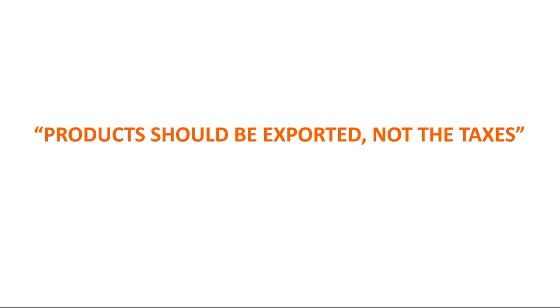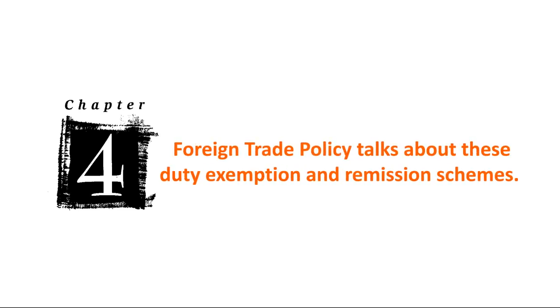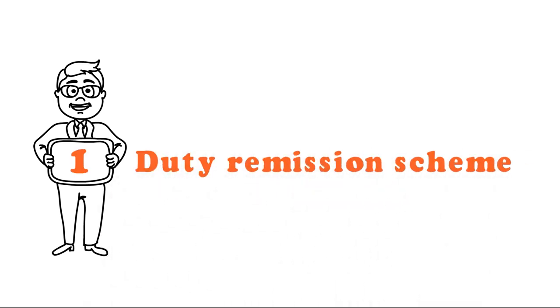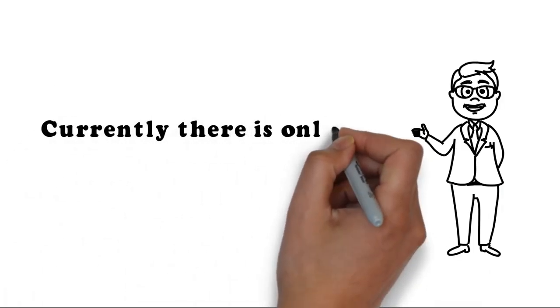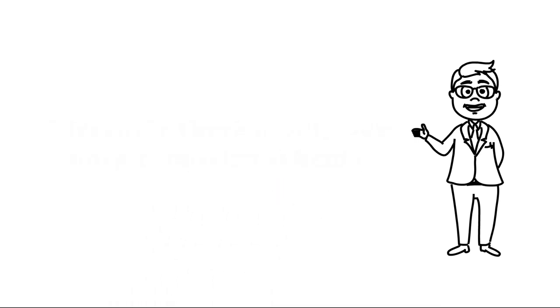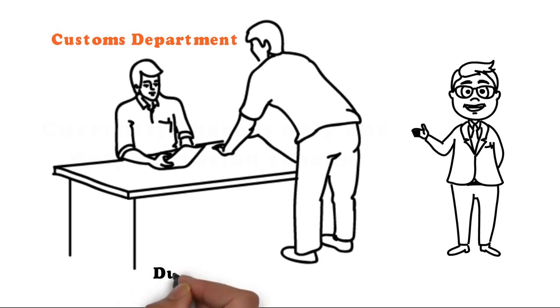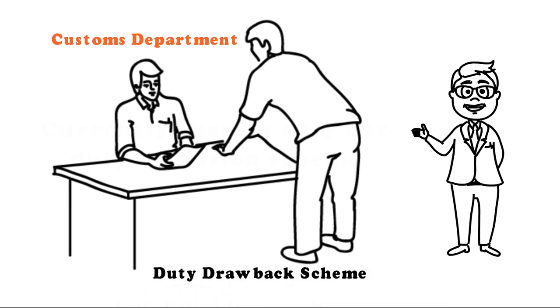In short, the mantra is, products should be exported, not the taxes. Chapter 4 of the Foreign Trade Policy talks about these duty exemption and remission schemes. What are these schemes? 1. Duty remission scheme. Currently, there is only one duty remission scheme which is administered by the Customs Department and is known as Duty Drawback Scheme.